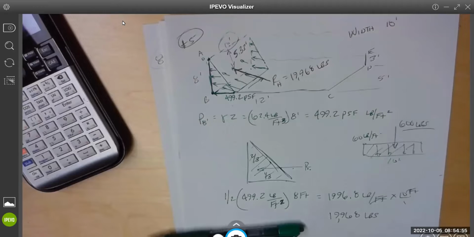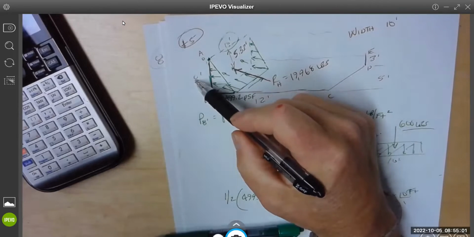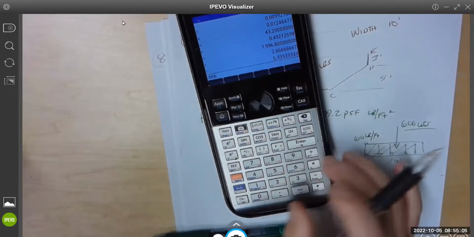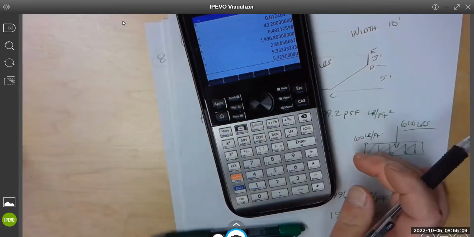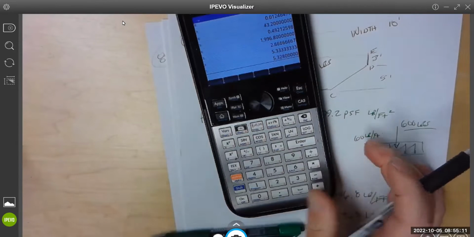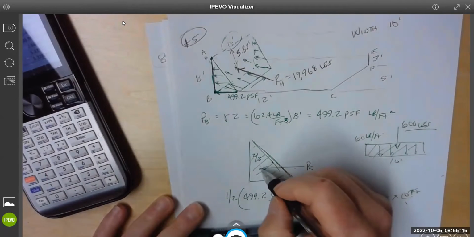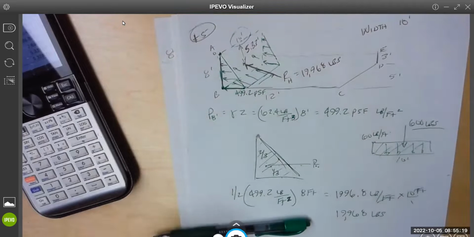Did you get to 5.33? So that's 2/3 of 8. So the way I do that is 2/3 is 0.666 times 8, 5.32, rounded to 5.33. Yep. So for a triangle, it's 2/3 from the top, 1/3 from the bottom for that geometric shape.